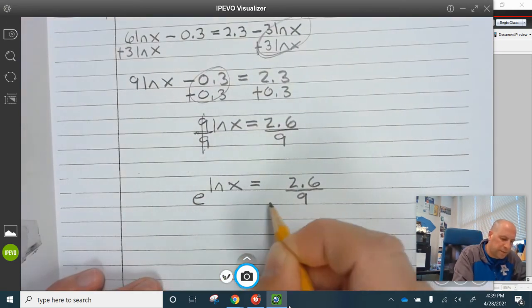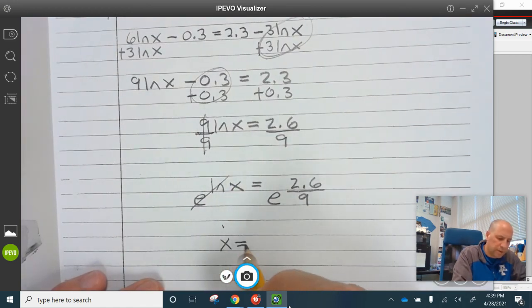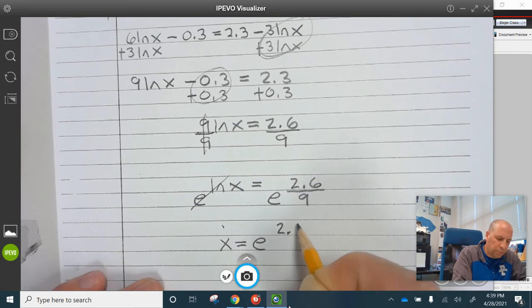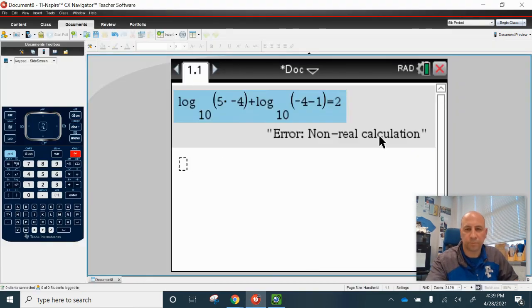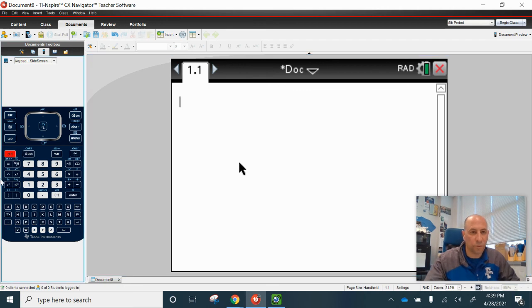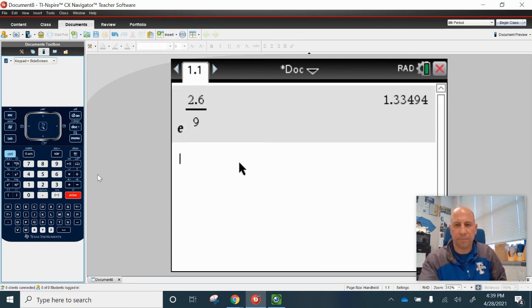Raise both sides by e. That goes away. You're left with x equals e to the 2.6 divided by 9, which is approximately, let's put that in our calculator. Okay, so control E, just press E, and then control divide, 2.6 divided by 9, which is 1.335.